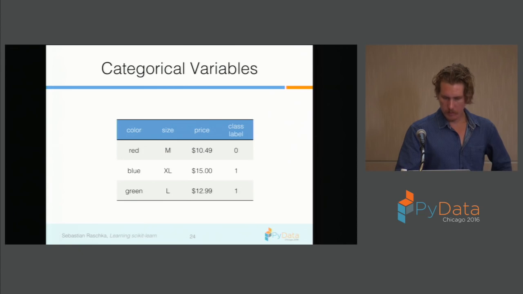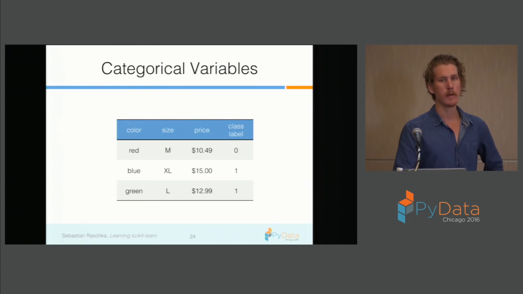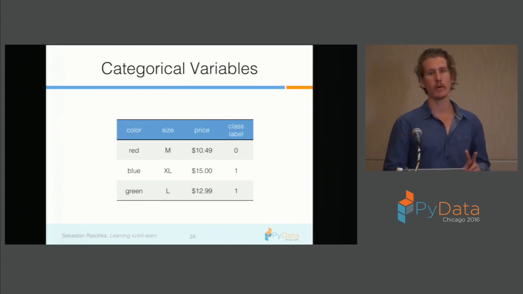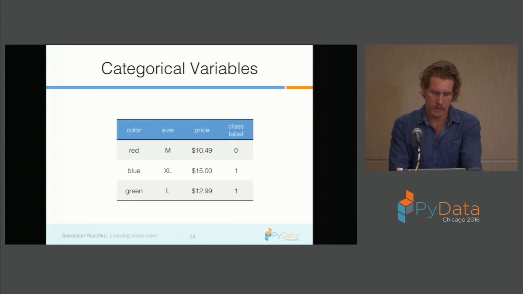Also, what do we do when we work with categorical variables? Before, we had an example where we had names in the class label column, but what do we do if we have, for example, non-floats or non-integers in the feature columns? This is a very trivial example, but what I wanted to highlight here is there are two types of categorical variables: ordinal and nominal variables.